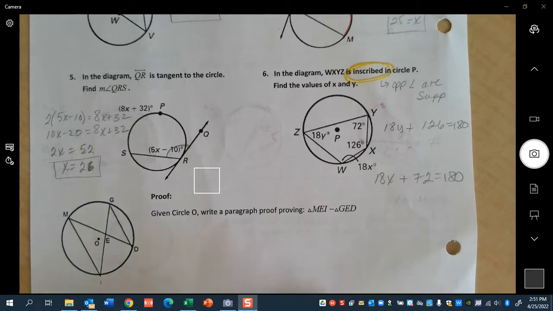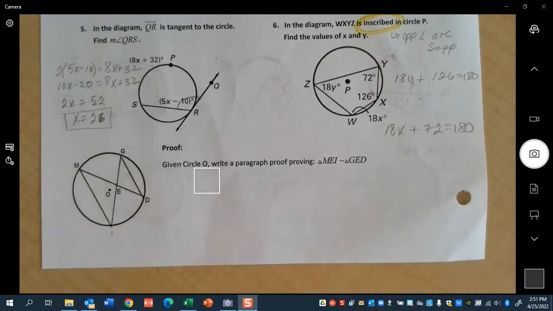Take a look at this proof. We're going to talk about this next class. Given circle O, write a paragraph proof proving that those two triangles are going to be similar.